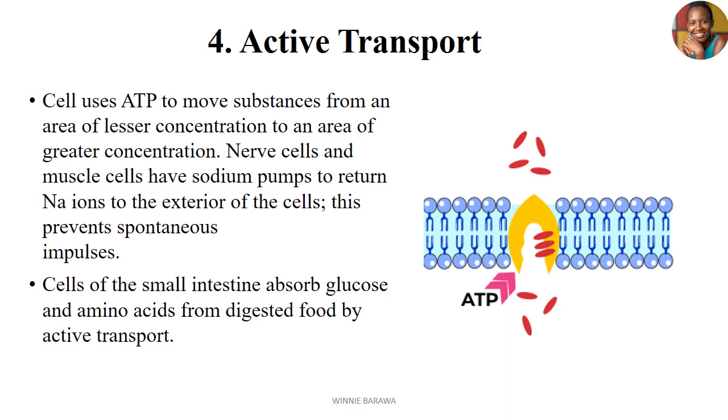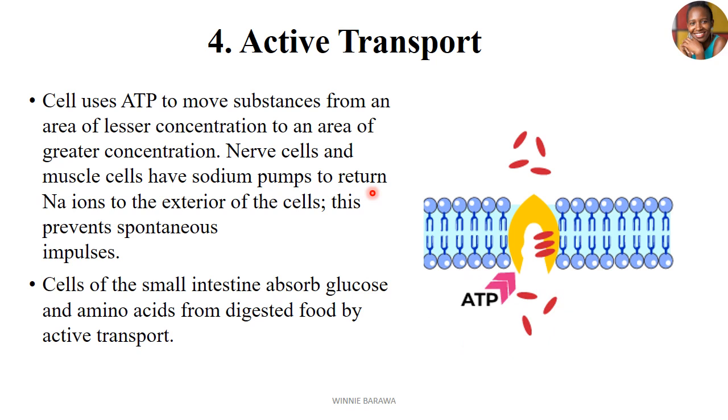Active transport. Active transport is our fourth mechanism, and here we describe active transport as a movement whereby the cell uses ATP, a form of energy, to move substances from an area of lesser concentration to an area of greater concentration. So this is a movement from low to high concentration. For this to take place, you need to use energy, and the energy we apply here is ATP, adenosine triphosphate, that will be broken down into ADP.